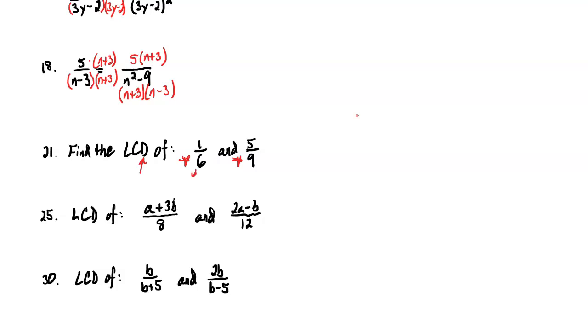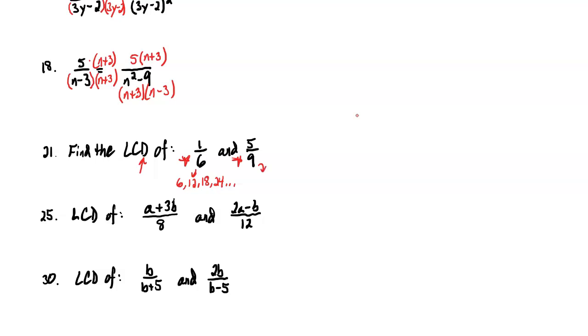The first multiple of 6 is the number 6 itself. The second multiple of 6 is 6 times 2, which is 12. The third multiple of 6 is 6 times 3, which is 18. The fourth multiple of 6 is 6 times 4, which is 24. Dot, dot, dot, and so on, right? All of these numbers are multiples of 6.